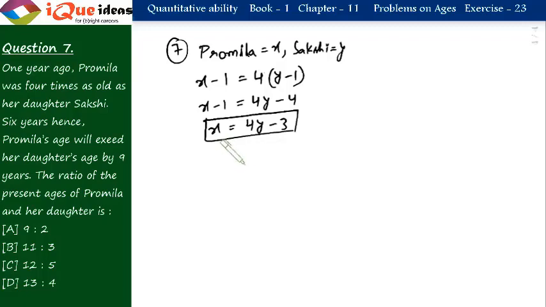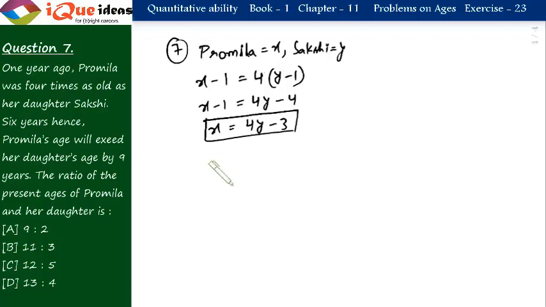Now the other equation. Read the other sentence very clearly. It says 6 years hence, Pramila's age will exceed her daughter's age by 9 years. That means the difference between Pramila and Sakshi would be 9 years, 6 years hence. Now, this is one of the most beautiful things about ages. The difference of ages of any two people must remain constant always. So whether it is 6 years hence or the present, the difference is always 9 years. Remember, the difference of ages will always remain constant.